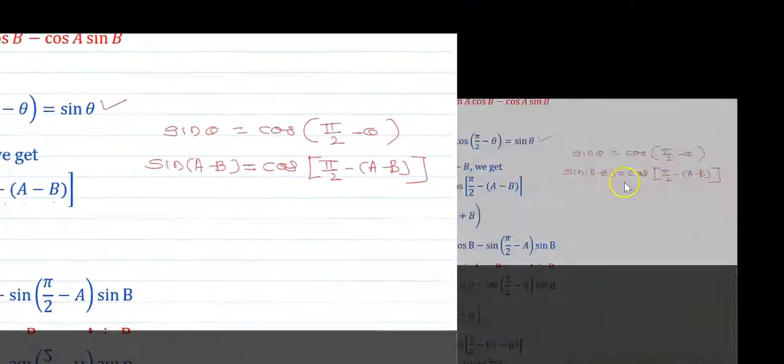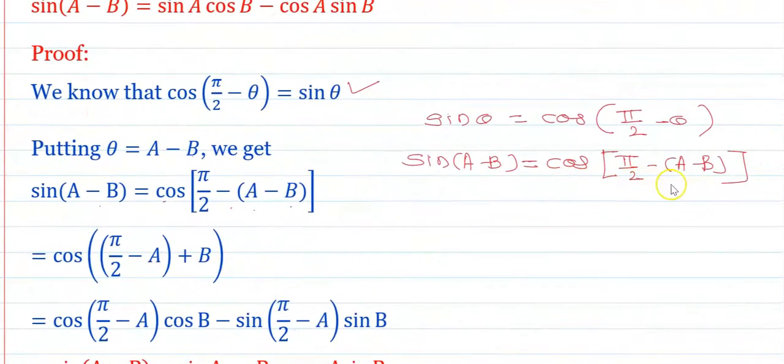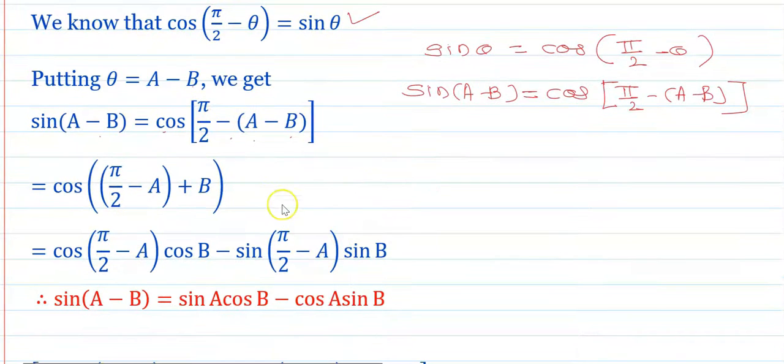Okay, and this cos of (pi by 2 minus (a minus b)) can be written as, okay, the minus sign I operated, this became minus, and this minus and minus that will become plus, and pi by 2 minus a I will first write here, and then I will write here the angle b. Now the expansion of cos of a plus b. Cos of a plus b means what? Cos a cos b minus sin a sin b, according to that formula.